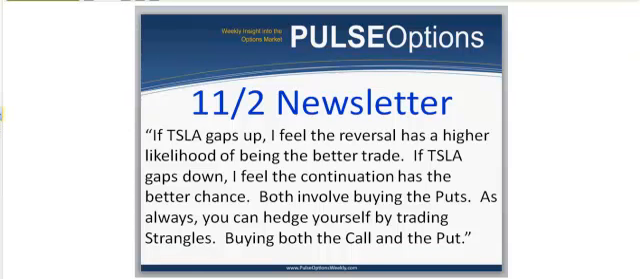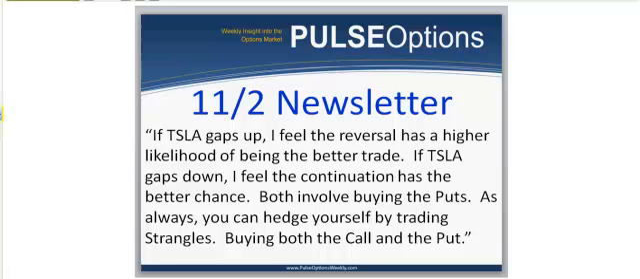A gap up is when the stock closes at a certain price, right? And then they release the earnings and the market is kind of shocked by the numbers. It's not in line with their expectations. A gap up is when the stock opens much higher. And I felt that if it was going to open much higher, it was going to reverse and head lower. So I said, if it gaps up, I feel the reversal has a higher likelihood of being the better trade.